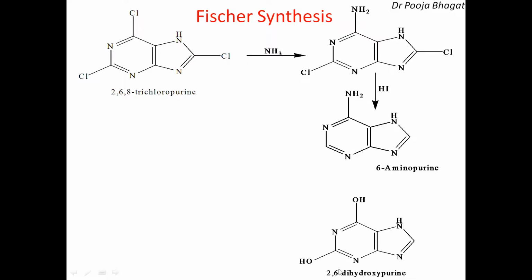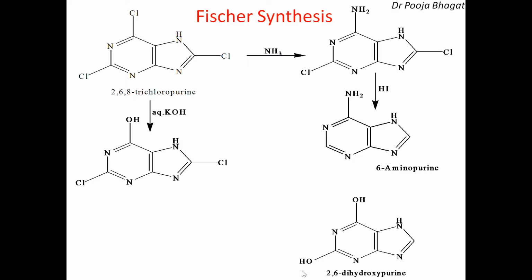2,6-dihydroxypurine. Let's say you have to prepare this. Then how will you do it? Now the most reactive position is the 6th position where the OH group is present. So what will you do? You treat this with aqueous KOH. So when you treat it with aqueous KOH, the 6th position will be replaced by OH.